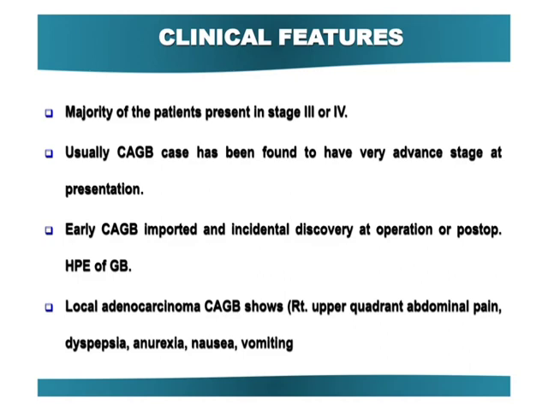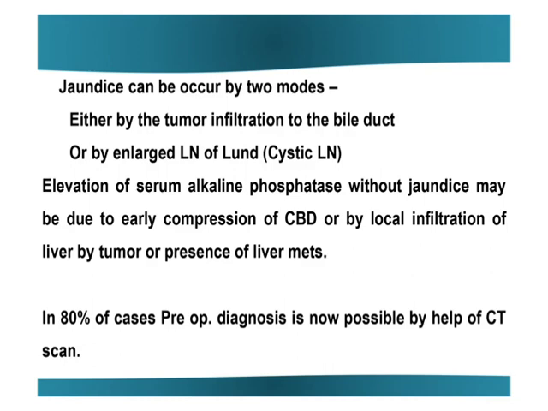Staging of gallbladder carcinoma: T1, the tumor invades the muscularis mucosa. T2 is tumor invading the perimuscular connective tissue, up to the serosa. T3, the tumor extends beyond the serosa. T4, tumor extends more than 2 cm into the liver or two or more adjacent structures like duodenum, stomach, colon, bile duct, pancreas. So far as the regional lymph node is concerned, metastasis in the cystic lymph node of Lund is N1, N2 is periportal lymph node, celiac lymph node, superior mesenteric lymph node, and M1 is distant metastasis.